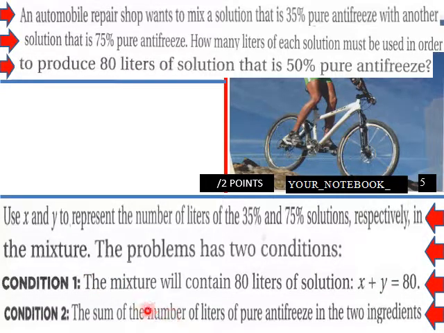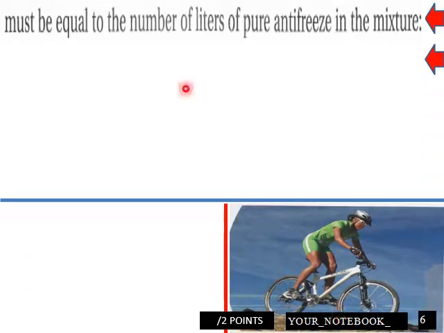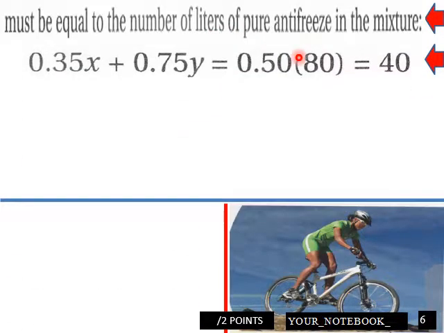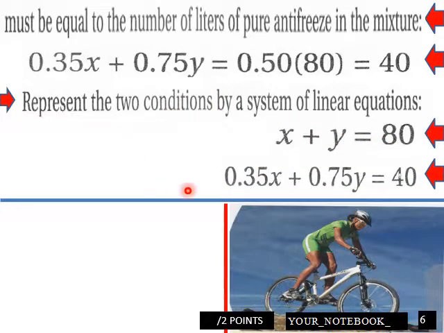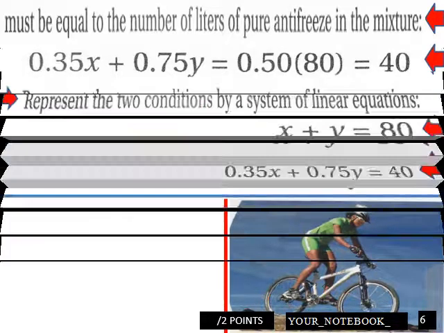And then the other one: the sum of the number of liters of pure antifreeze in the two ingredients must be equal to the number of liters of pure antifreeze in the mixture. So 0.35x plus 0.75y equals 0.50 times 80, which equals 40. We represent the two conditions by a system of linear equations: x plus y equals 80, and 0.35x plus 0.75y equals 40. Here are our two conditions.